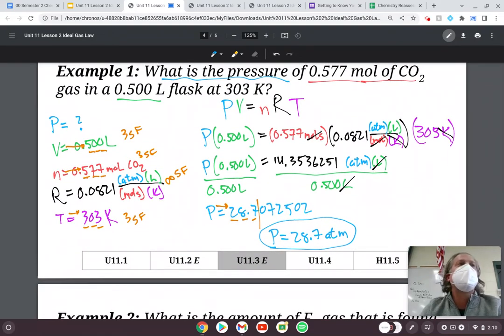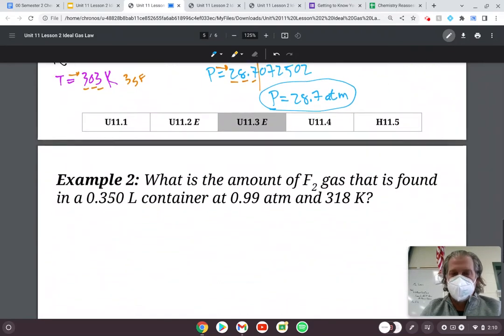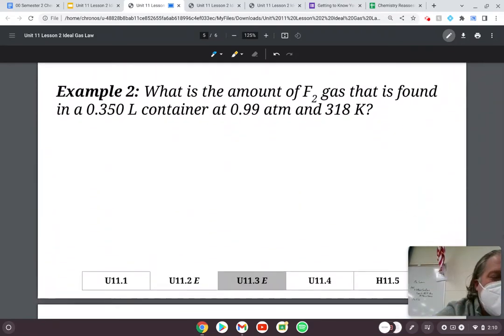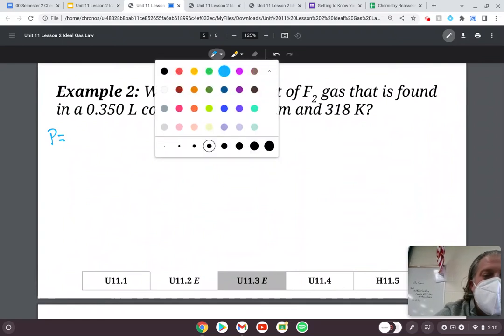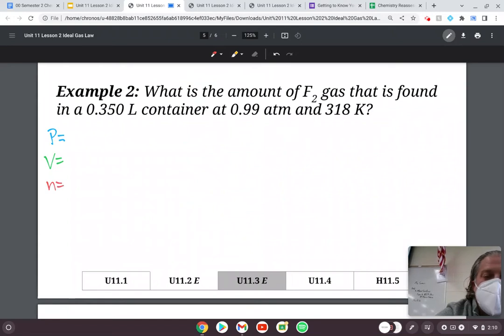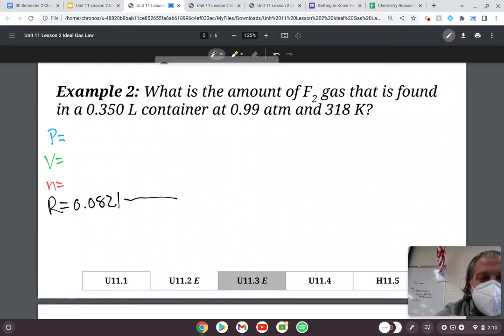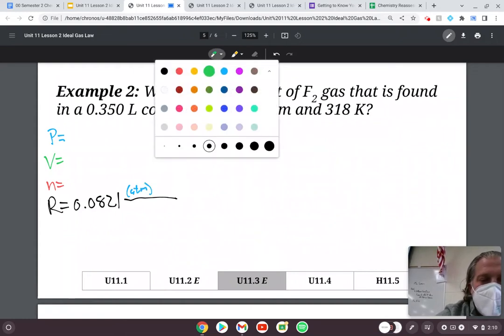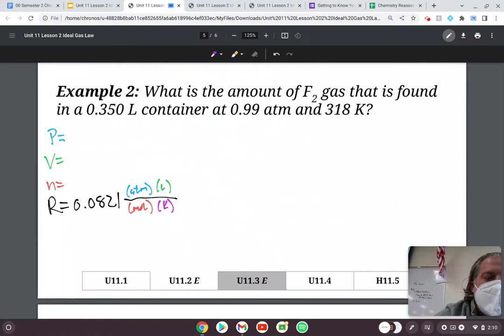Next one. Ready, set, shall we go? Again, I'm going to take the time to identify my variables because I think it's valuable. We have P, V, n, and the ideal gas law constant, which we always know, so that's never going to change. That's atm, liters, mole, Kelvin. And then we have temperature, which is going to be in Kelvin.